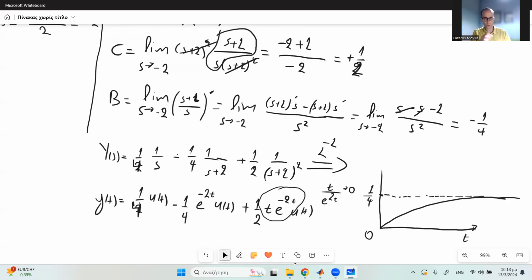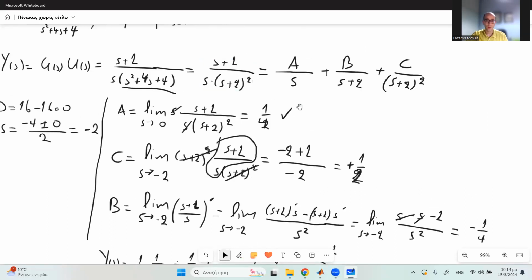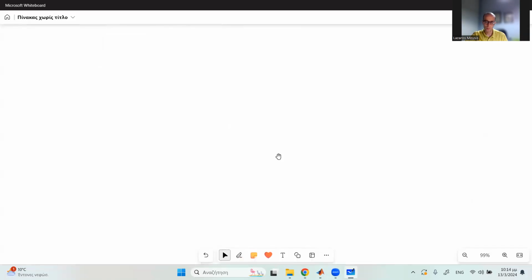It's not extremely difficult to solve, but it gets more and more tedious if higher order terms are included. If you have 3 or 4 terms in the polynomial, let's say s plus 2 to the third or to the fourth, it becomes really a pain in the neck to compute all of the coefficients. So let's see another example. I'm going to use a different transfer function now. We have 2 over s plus 1.